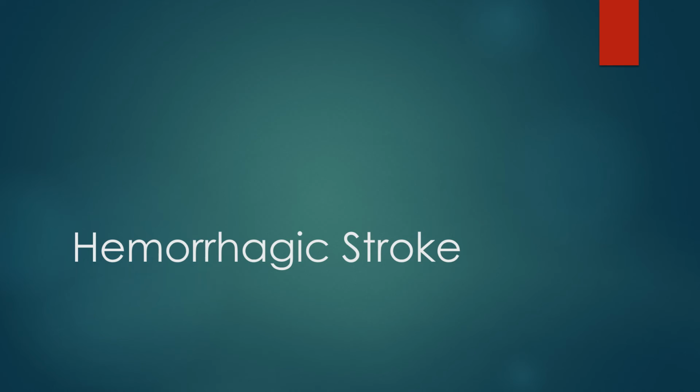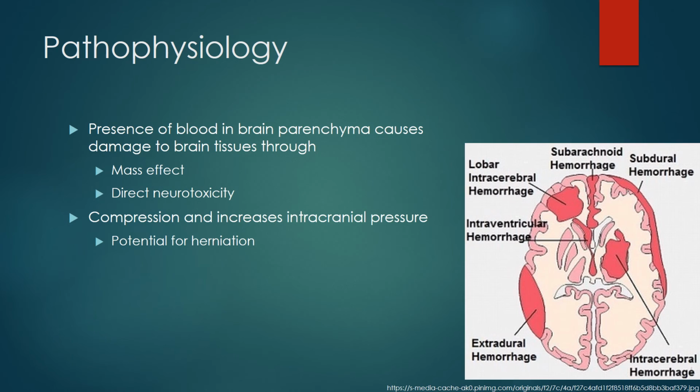This is less intensive than ischemic stroke. We just have less treatment options, and we're really doing more supportive care than anything. Pathophysiology of hemorrhagic stroke is presence of blood in the brain causing damage to brain tissue through mass effect, and blood is directly neurotoxic to brain tissue. Compression and increased intracranial pressure can cause the potential for herniation. So you see on the picture there to the right, these are some of the areas that it can occur. It can occur intraventricular, it can be intracerebral, subarachnoid, subdural.